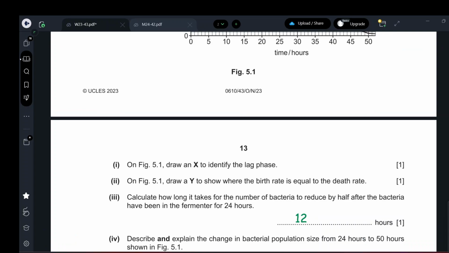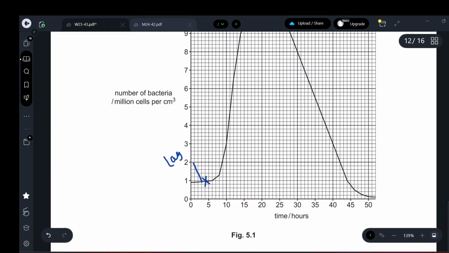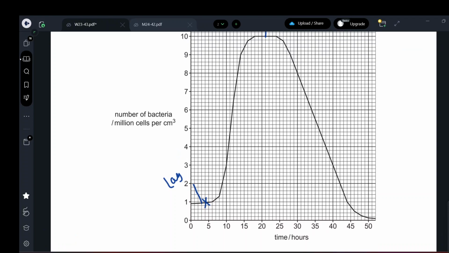Calculate how long it takes for the number of bacteria to reduce by half after it had been in the fermenter for 24 hours. Let's go here, 24 hours, and go up. They were 10 million. When did it reduce by half? Half means 5 million. So it's here.